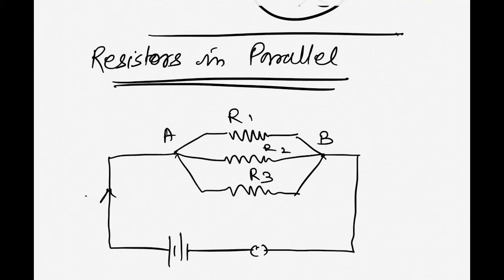The current I in the circuit, when it reaches junction A, is split into three different parts: I1, then I2, and this is I3.